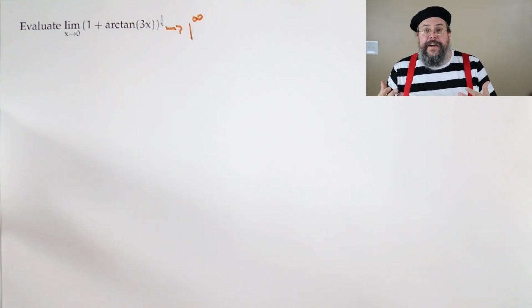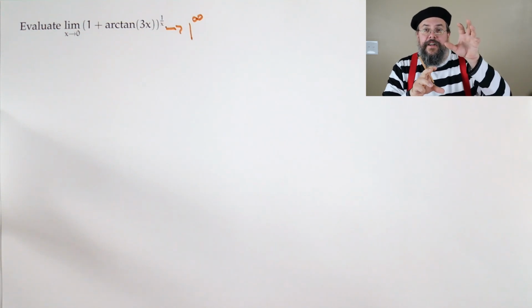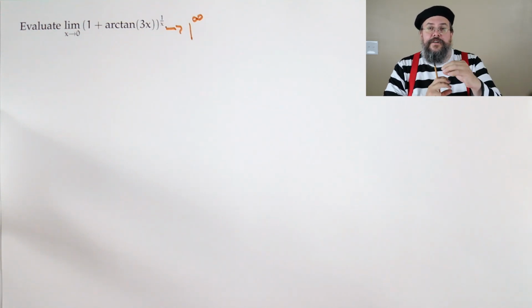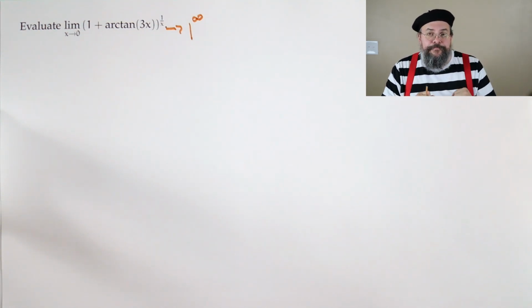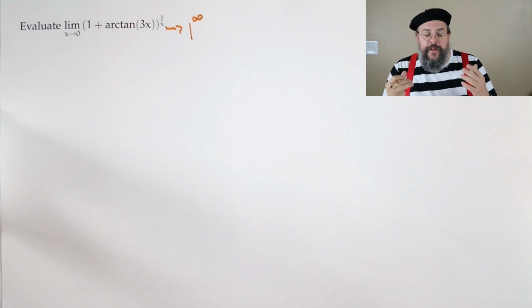We need to get into the right kind of indeterminate form. So in other words, 1 to the infinity is not right. We need to turn it into a fraction of a function over a function. Okay, so we use logs.